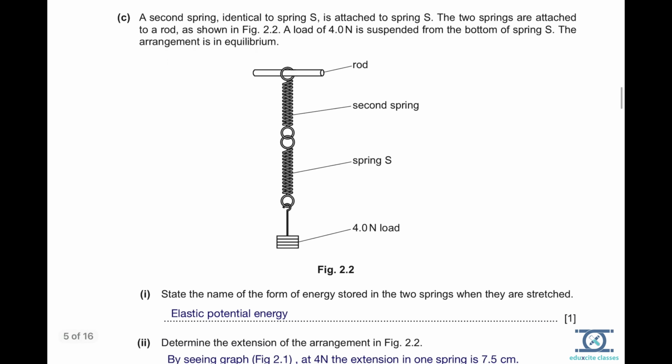Now in the C part, a second spring identical to spring S. There are two identical springs. The second spring is this, and they are of the same material and the same size. That is why it is written identical to spring S. Two springs are attached to the rod as shown. A load of 4 Newton is suspended from the bottom part. This is the load of 4 Newton. The arrangement is now in equilibrium. State the name of the form of energy stored in two springs when they are stretched. So we know that when they are stretched, the energy which is stored in the spring is nothing but the elastic potential energy.